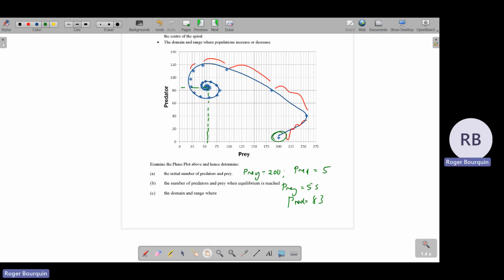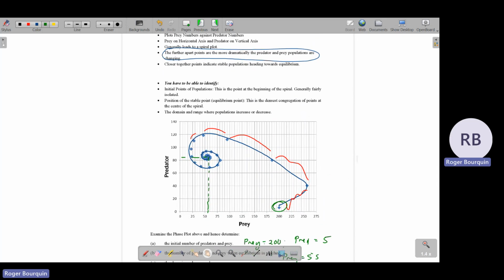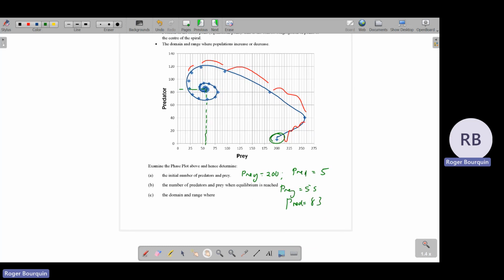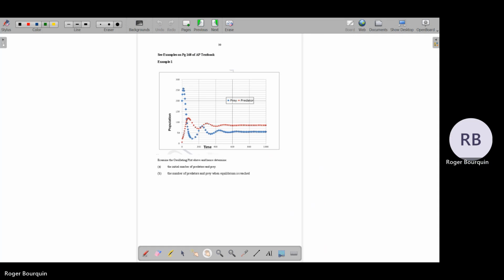So this is your spiral plot. There are two ways to represent a spiral plot or phase plot. That's the one way we can represent it. We'll worry about the domain and range later. Then we get this oscillating plot, which is showing the same thing on a different axis. In the previous axes, your axes were predator and prey. Now we have time and two different graphs for each thing.